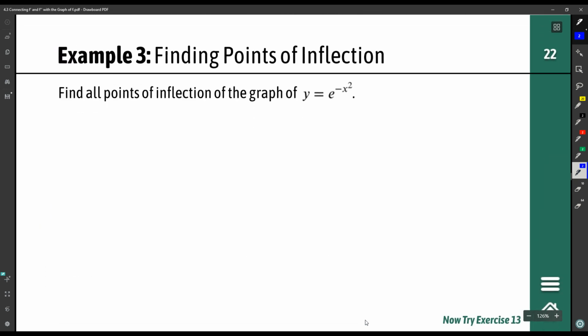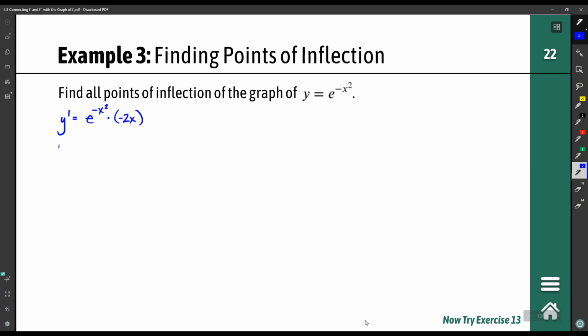All right, here's an example. We want to find all the points of inflection on the graph of this function, y equals e to the negative x squared. So we need to take a look at the second derivative of this function and see all the places where we change from positive to negative or negative to positive in the second derivative. Okay, first up, the derivative. This is going to be done by the chain rule. It's going to be itself, e to the negative x squared, times the derivative of that exponent, which is negative 2x. So there's derivative the first.